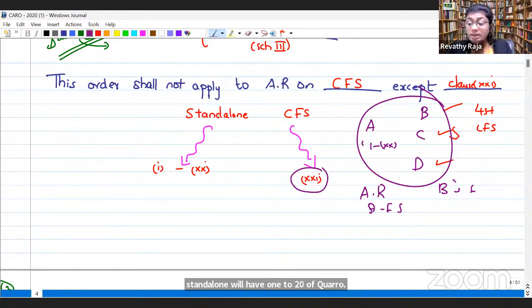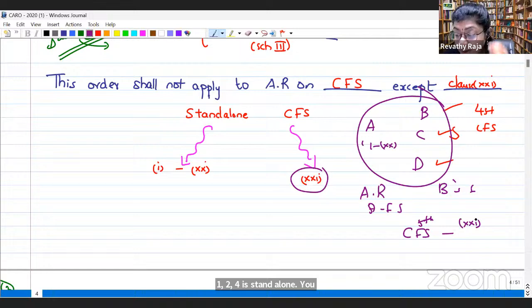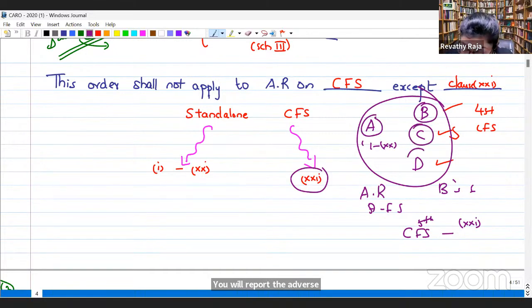Now, consolidated financial means it's only line by line addition, the group, just the total of A plus B plus C plus D. Group financial, that is consolidated. So what does CARO para 1 say? Auditor, you need not report under 1 to 20. You report only under 21. For the 5th set, 1 to 4 are standalone. You know what clause number 21 is? Ask me, what is clause number 21? Clause number 21 is CFS. Now what will you report in clause number 21? You will report the adverse comments, remarks in each audit report of CARO. You will copy paste in clause number 21.